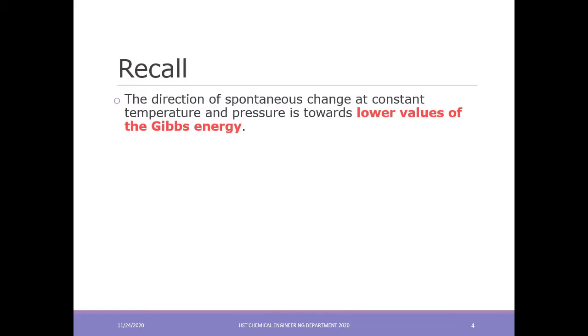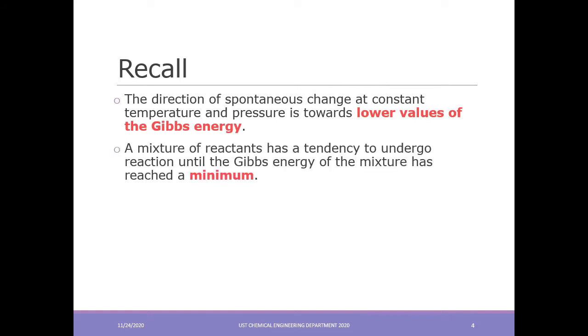Recall that generally, a spontaneous change at constant temperature and pressure proceeds towards the direction of lower Gibbs energy values. This can also be applied to chemical reactions wherein at constant temperature and pressure, a mixture of reactants tends to undergo a chemical reaction until the Gibbs energy has reached a minimum value. And this condition corresponds to a state of chemical equilibrium. At this point, forward and reverse reactions still occur, but at the same rates.